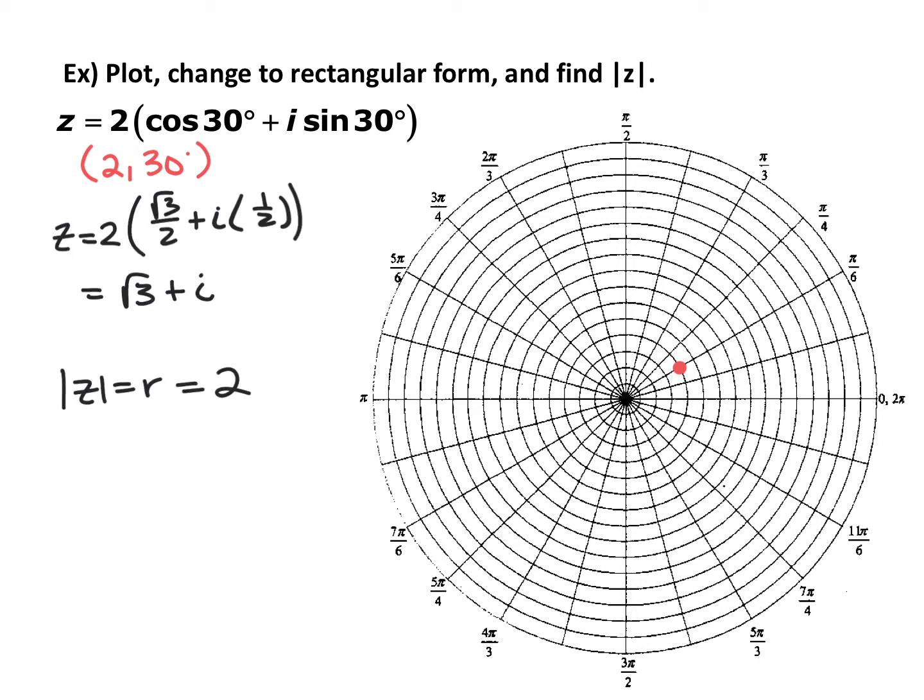Converting from polar complex form back to rectangular is actually a little bit easier because I just evaluate the expression. So the cosine of 30 degrees is root 3 over 2, the sine of 30 degrees is 1/2, and then I just distribute the 2 through, so I end up with z to be root 3 plus i. And then the magnitude or the modulus of z is the same thing as the radius, so that's just going to be equal to 2.